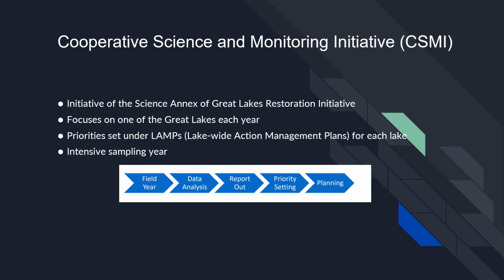For those of you who aren't familiar with the Cooperative Science and Monitoring Initiative, it's part of the Science Annex of the Great Lakes Restoration Initiative, or GLRI, and it focuses on one of the Great Lakes each year. And so there's these 5 different steps: the field year, the data analysis, report out, priority setting, and planning. And so in any given year, each one of the Great Lakes is in one of those stages. The priorities for CSMI are set under the Lake-wide Action Management Plans, or the LAMPs, for each lake. And then, as I said, 2021 was the Lake Superior intensive field sampling year.